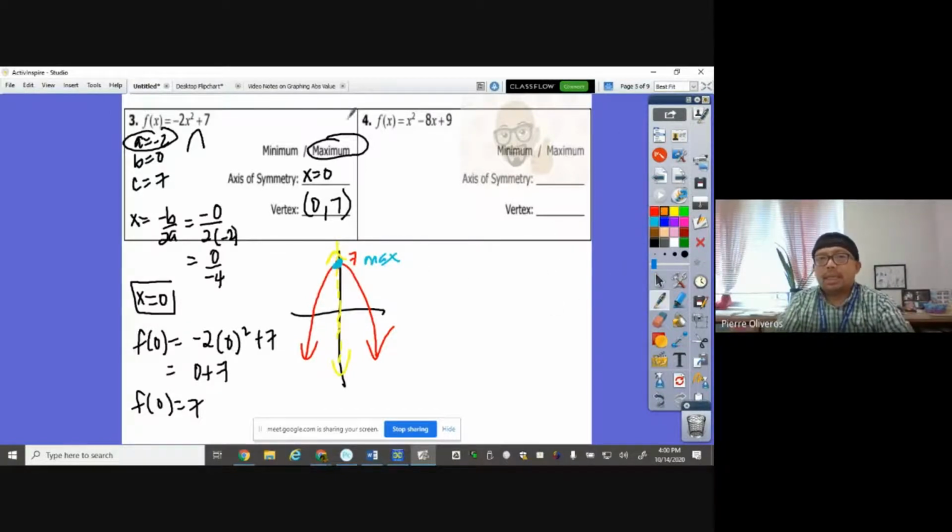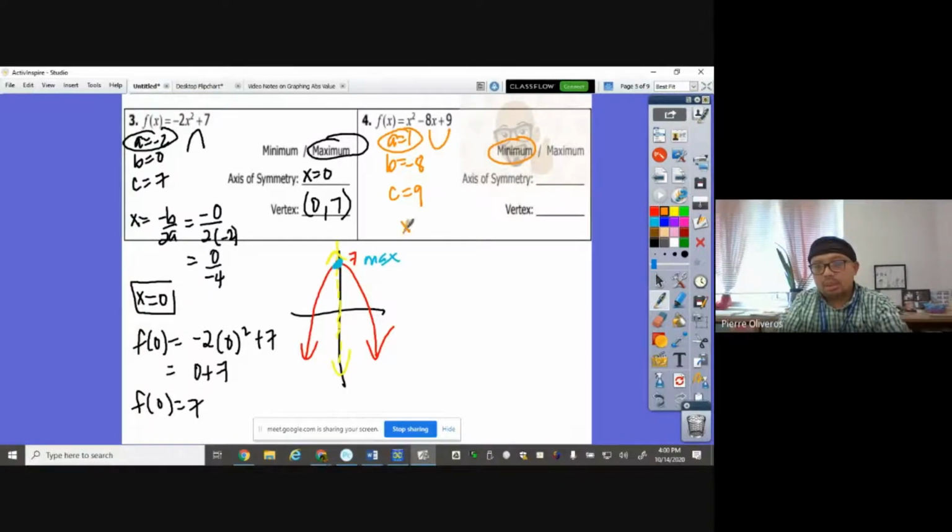All right, next is f of x equal to x squared minus 8x plus 9. A here is equal to 1, b here is equal to negative 8, c here is equal to 9. Since a is positive, it opens upward, so that is a minimum value.